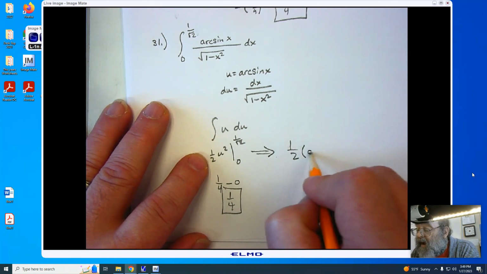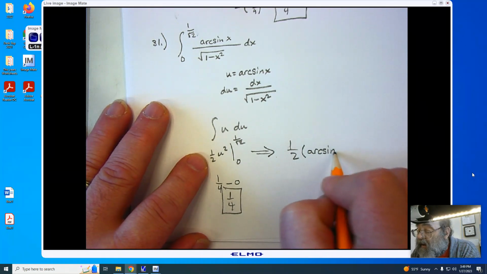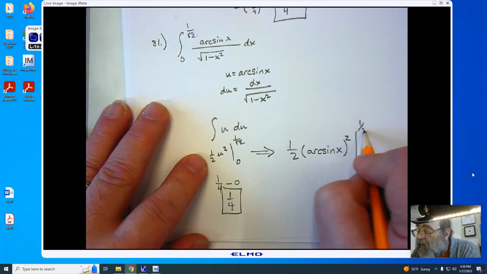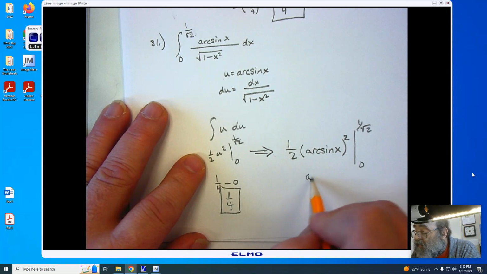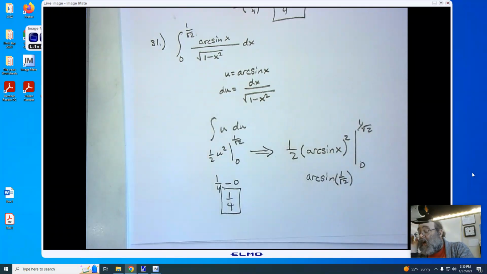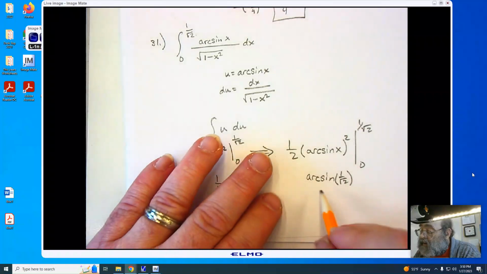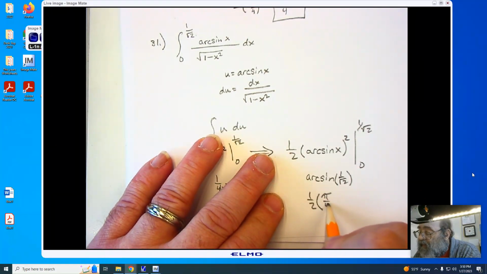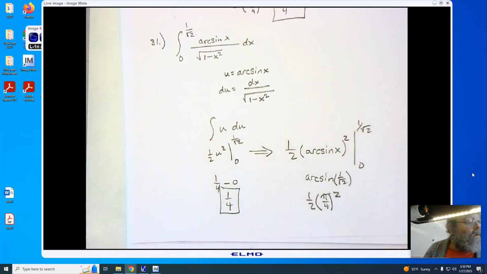And that means that I have the arc sine of x squared from 0 to 1 over root 2. And this is now giving me the arc sine of 1 over root 2. Now, the arc sine of 1 over root 2 is pi over 4. So I have 1/2 pi over 4, the quantity squared. And that's what I'm going to have to work with.